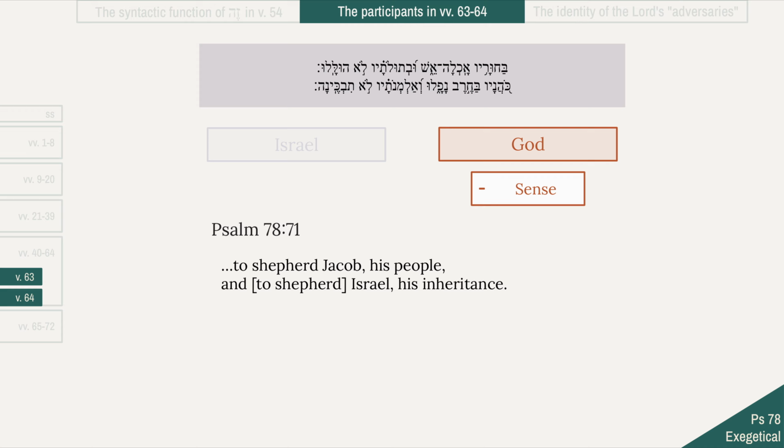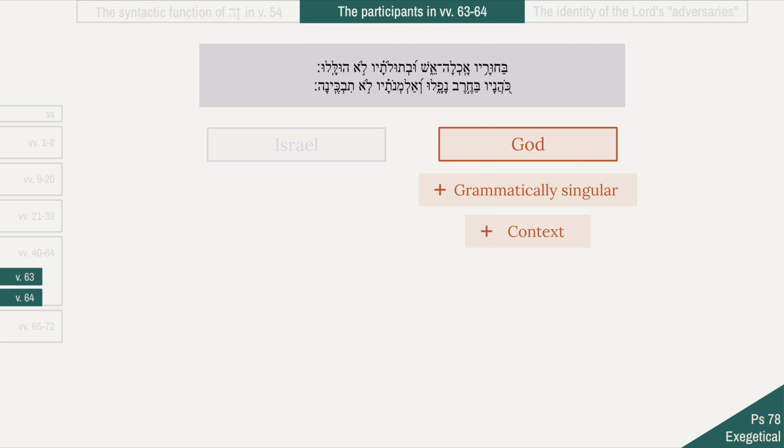In fact, the psalm will end with the Lord's choice of David, quote, "to shepherd Jacob, his people, and to shepherd Israel, his inheritance." Instead of abandoning his people, the Lord responds to their disobedience by giving them a good king to shepherd them. So in conclusion, we take the pronouns in verses 63 and 64 as referring to the Lord, and we give this conclusion a B rating.